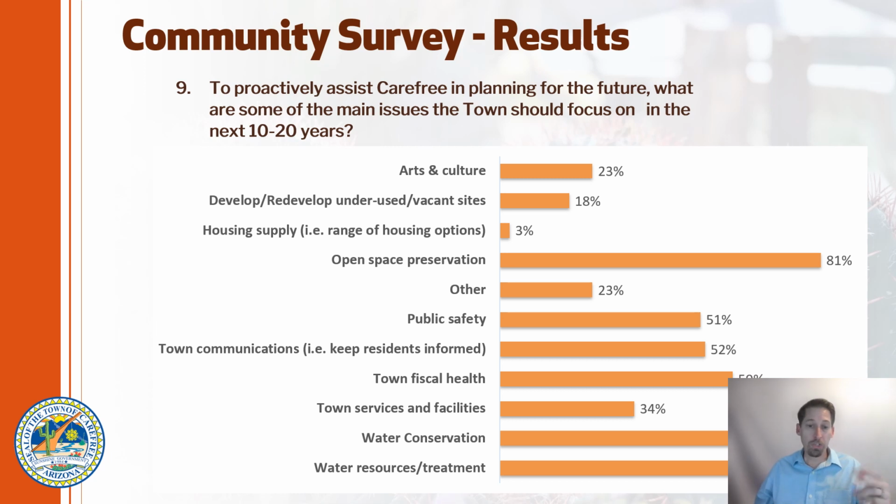Now, as part of question 9, to proactively assist Carefree in planning for the future, what are some of the main issues the town should focus on in the next 10 or 20 years? You can see that the top 3 responses actually were open space preservation, water conservation, and water treatment, followed by town fiscal health, town communication, and public safety. So all topics that are very important, ones that are top of mind, I think, across the community right now.